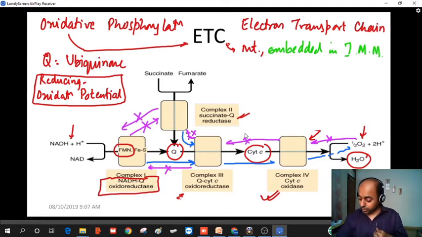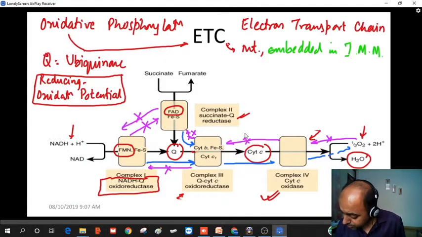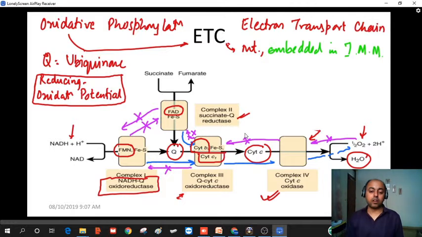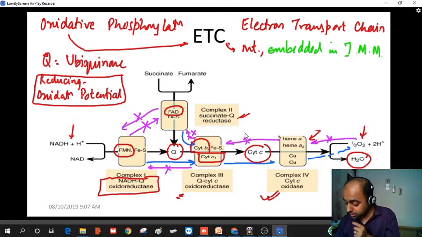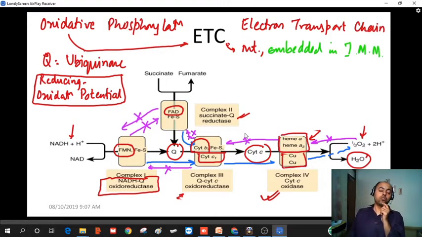So in complex 1, the important compound is the FMN. In complex 2, this happens to be FAD. In complex 3, we have two of them, cytochrome B and cytochrome C1. And in complex 4, we have heme A and heme A3. In addition, we also have two atoms of copper.